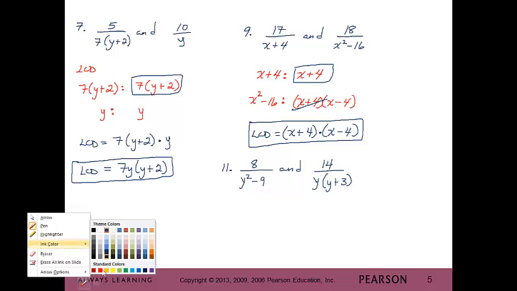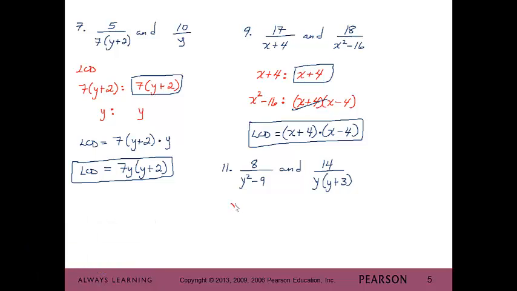So let's start by factoring each denominator. So y squared minus 9 and y times y plus 3. Well, y squared minus 9 is a difference of squares, so it factors into y plus 3 times y minus 3. And then y times y plus 3 is already factored, so we're going to leave it as it is.